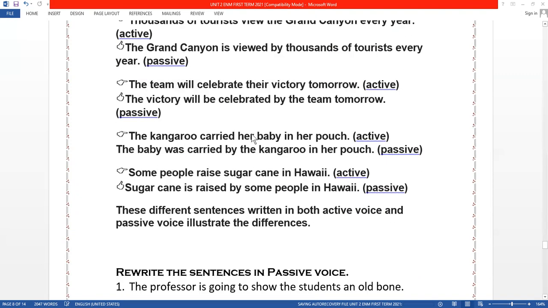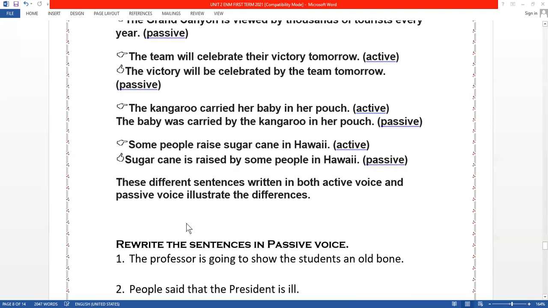Some people raise sugarcane in Hawaii. Sugarcane is raised by some people in Hawaii. These different sentences written in both active voice and passive voice illustrate the differences, so take care of them and study them while you are watching the video.